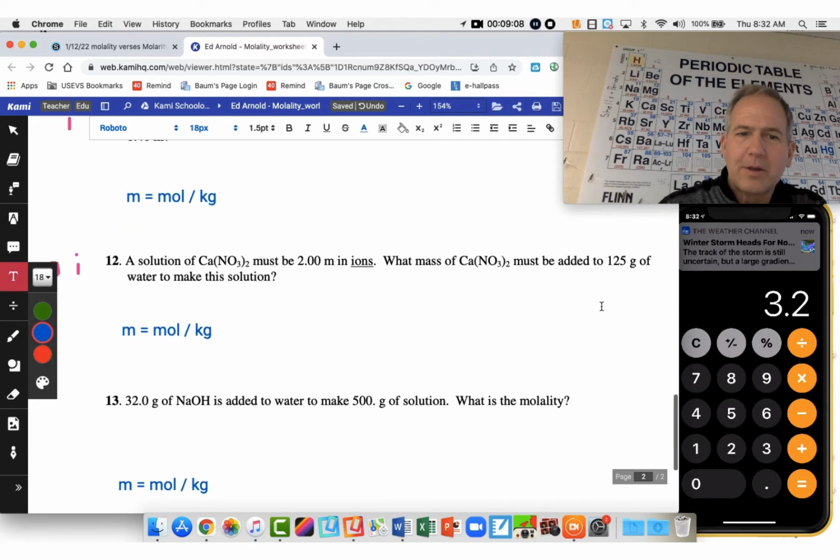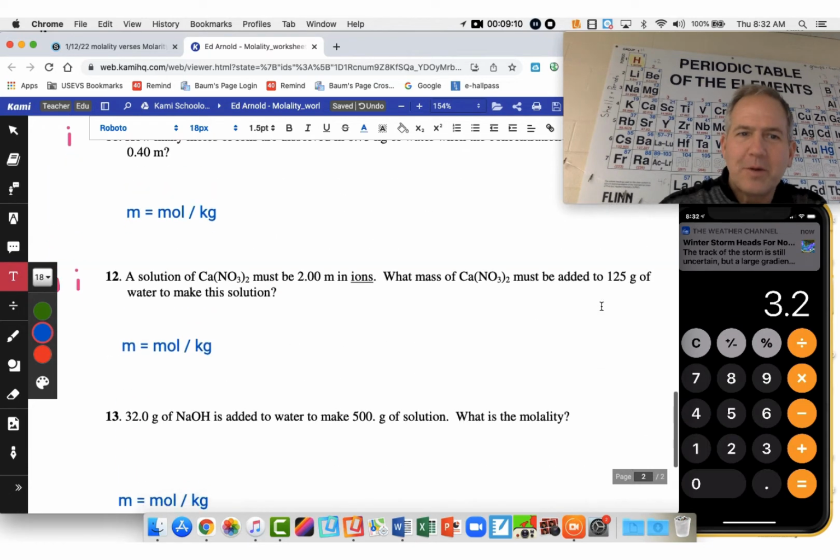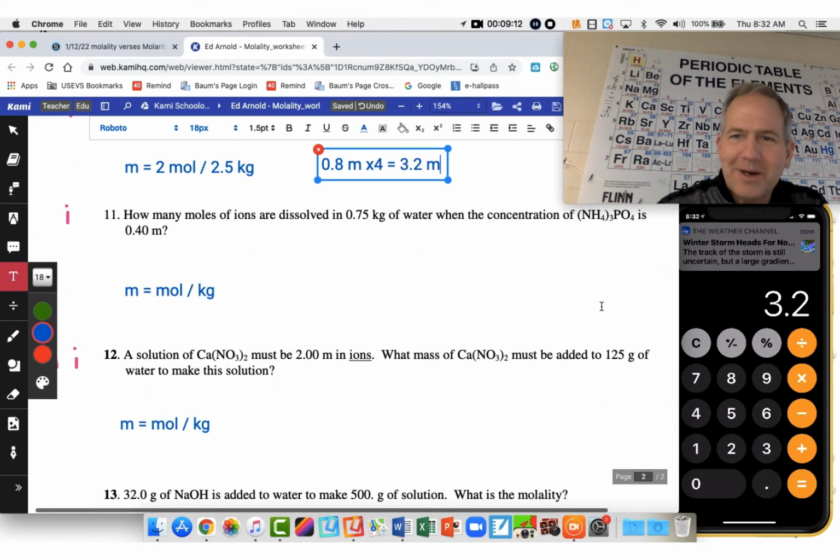Moving right along. Two more to go. Oh, three more to go: one, two, three more to go.